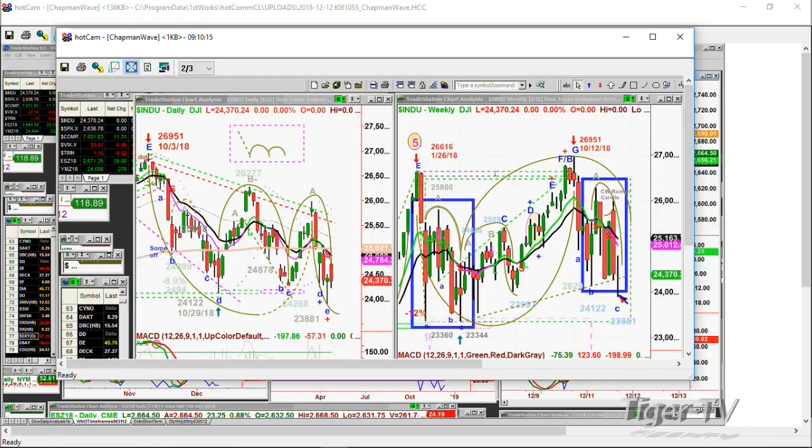It did the same thing, except this time, instead of 23,360 as the low in the Dow in February, in April it went just a tad lower, to 23,344. This time we've gone from 24,122, the low of October, all the way up to 26,277 in the Dow, and then went to a lower low, 23,881. Now this is really important because we're making lower lows and lower highs in the shorter term.